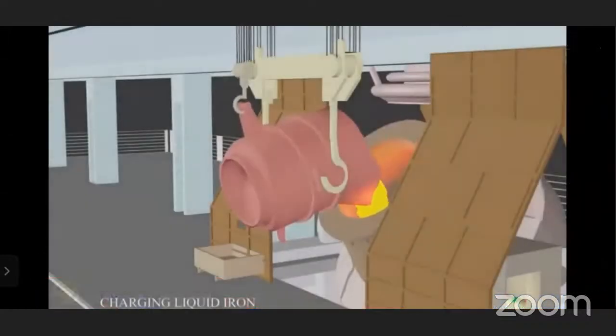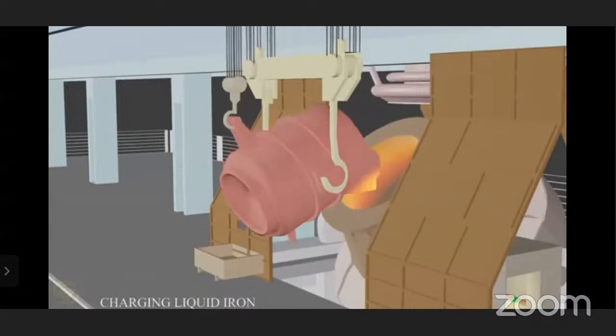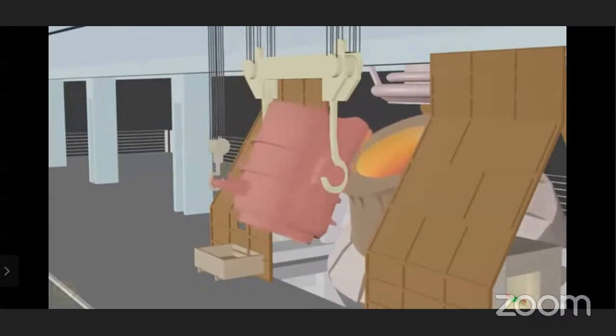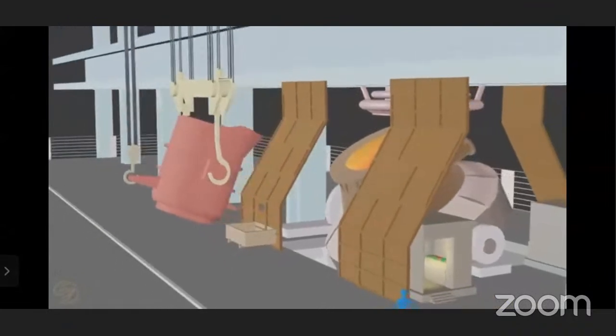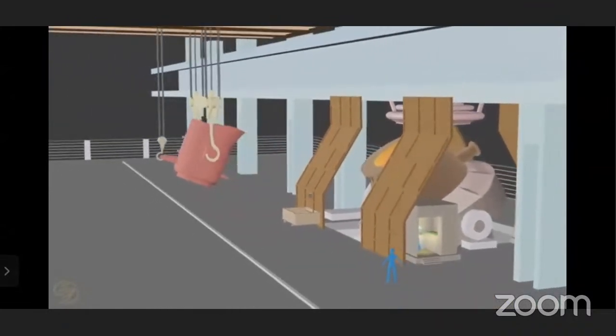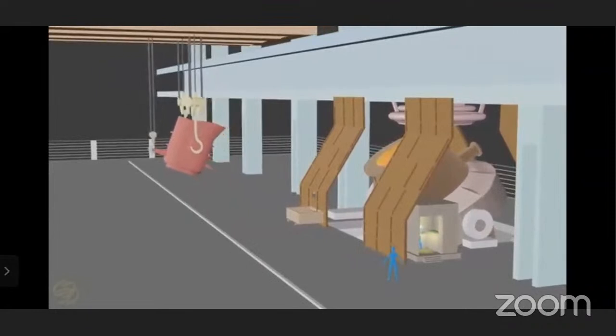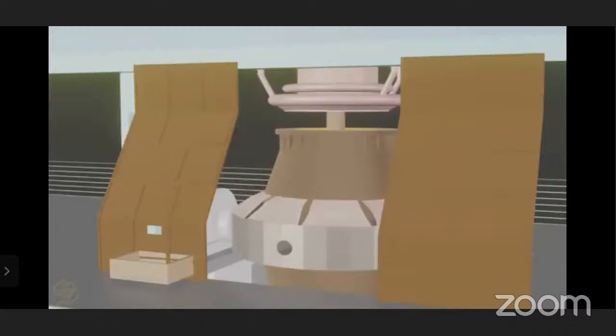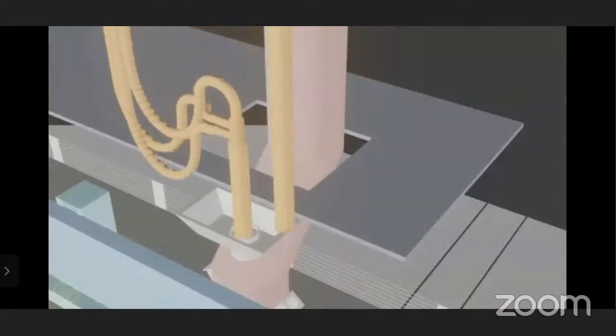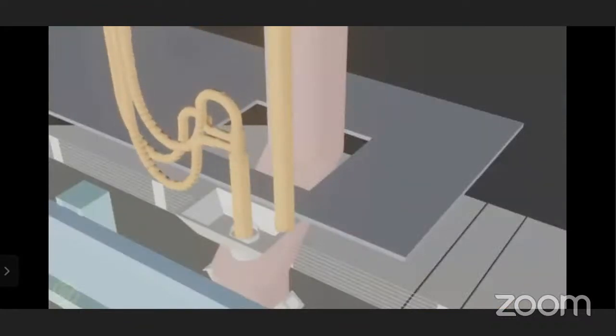It will be in the molten stage, so that's why it is in the liquid stage. We will call it charged liquid iron also. The furnace is made vertically upright and then blowing is started by lowering the oxygen lance.